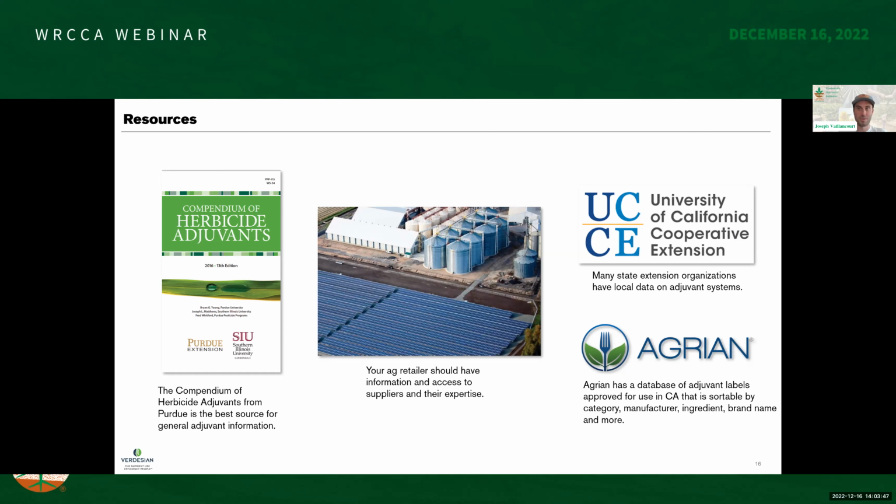And then Agri. Every label for what's available in California and most of the West Coast is going to be on Agri, and you can search by principal functioning agent, by brand name, or even by adjuvant type. That can be really helpful as you're navigating the different choices that are out there. Dr. Dove, I tried to talk as fast as I can. That is about all I had.